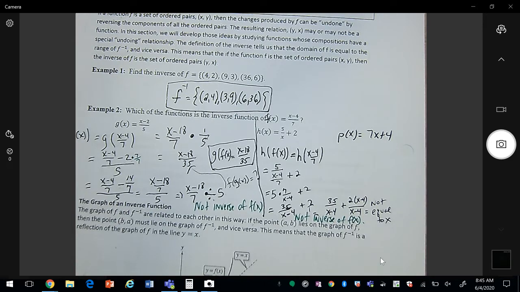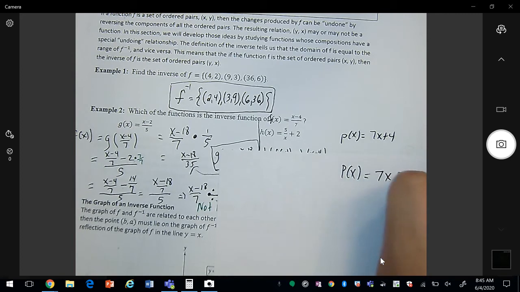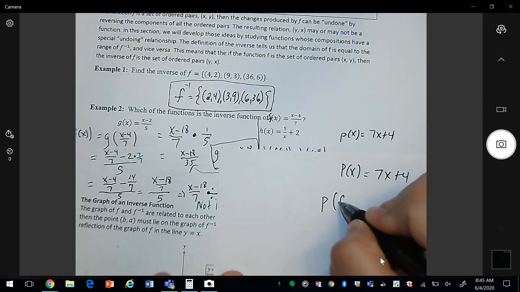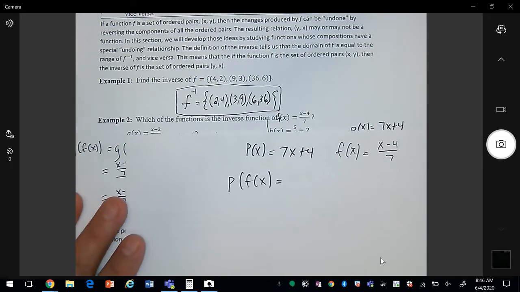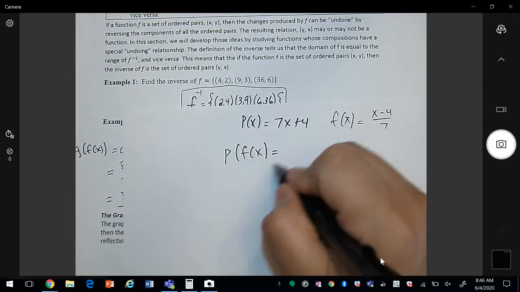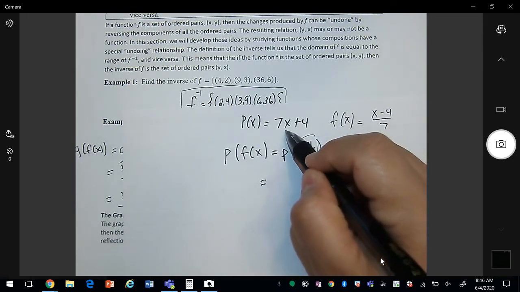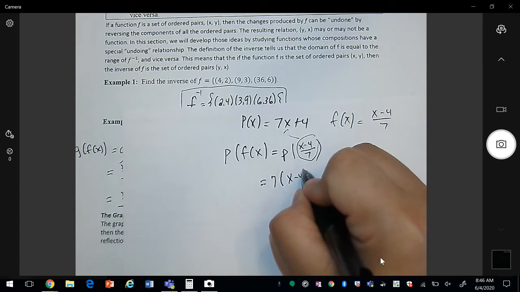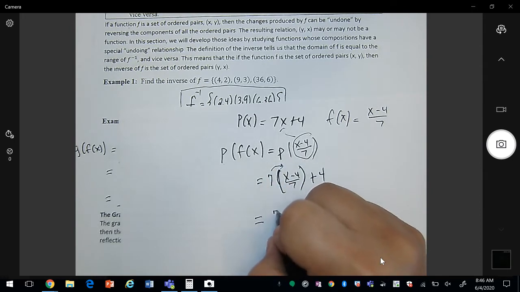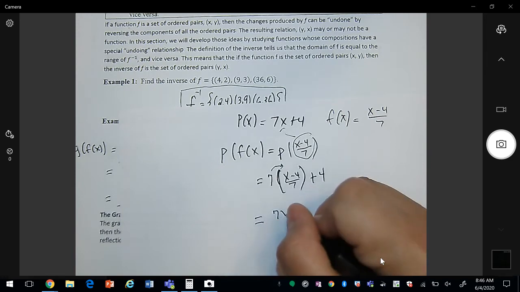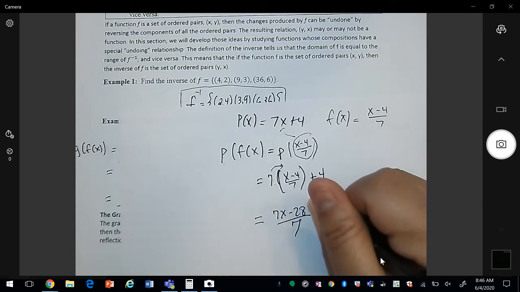And then the third one that I added, we have p of x is equal to 7x plus 4. So if we find the composition, let me write f of x up here so we can see it. Then here we get p of f of x, which is x minus 4 divided by 7. So anywhere I see an x for p, I'm going to substitute the value in the parentheses. So simplify here, distribute this, so we get 7x minus 28 divided by 7 plus 4.